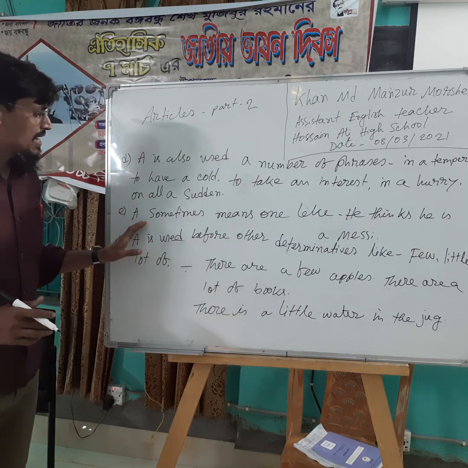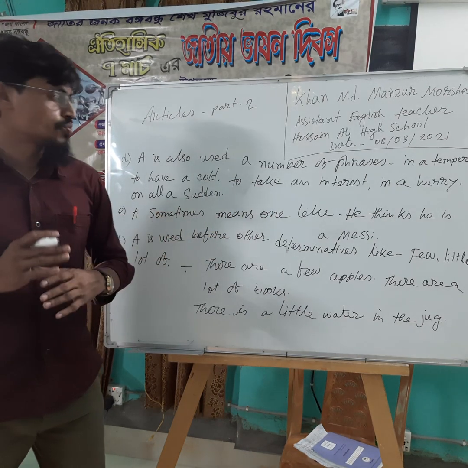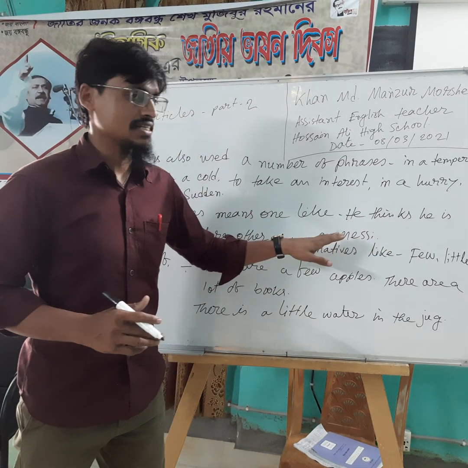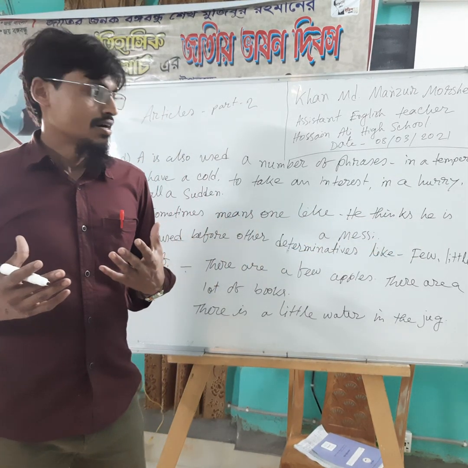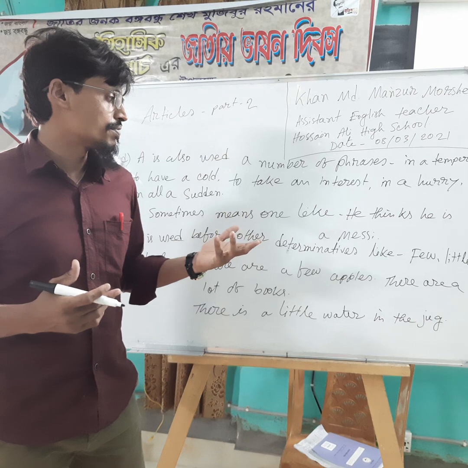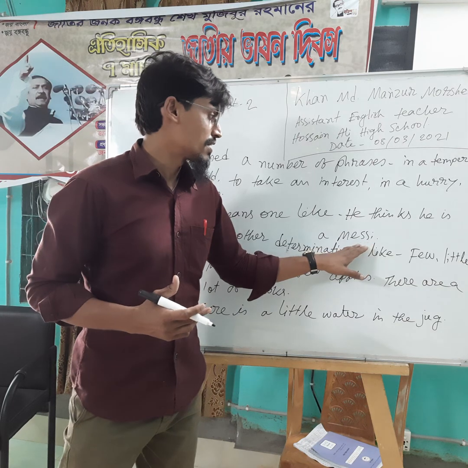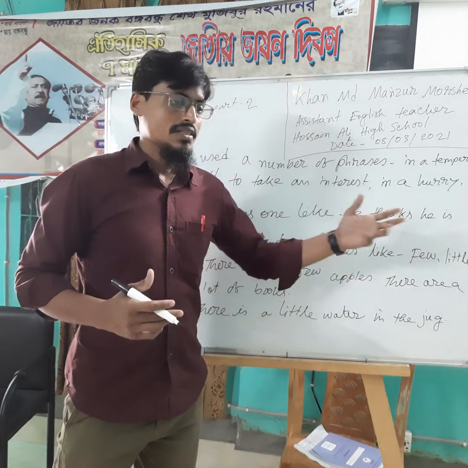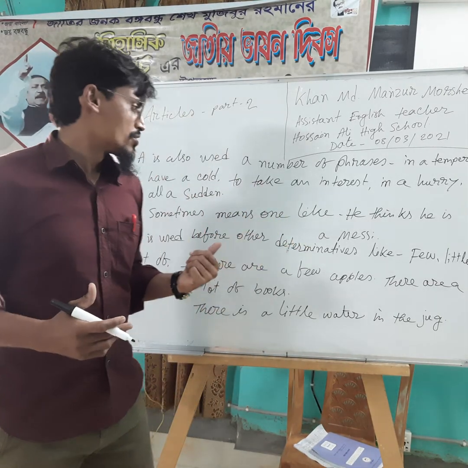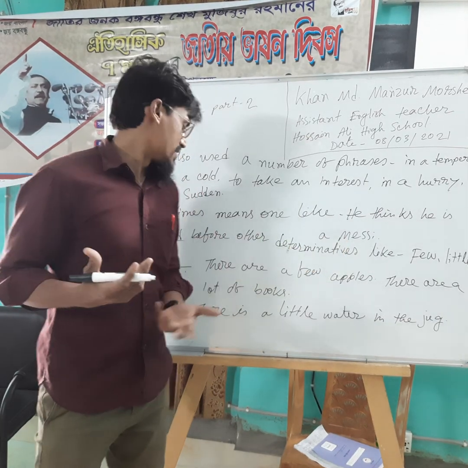Number E, a sometimes means one like. A sometimes means one like. Suppose he thinks he is a Messi. Sometimes we are playing football in a field, and I think or you think yourself as a Messi. Messi is a famous football player, and someone can think that he is a player like Messi. So you can use article a to indicate that he is like Messi.